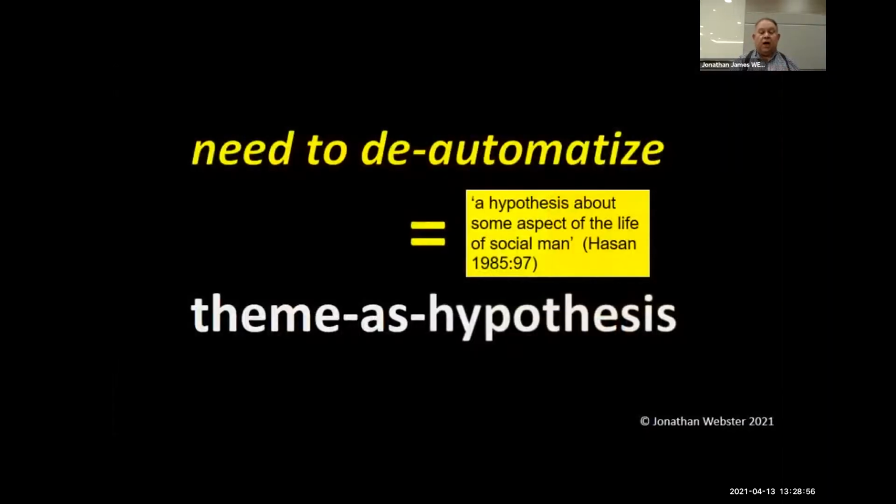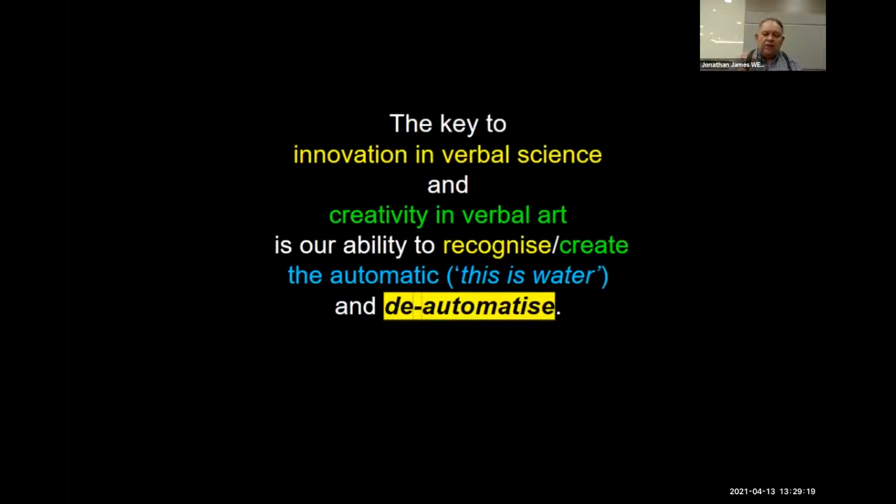And so what he's actually talking about is the need to de-automatize. You've heard me talk about that a lot. De-automatize. The metaphor, the metaphorical. It's key to innovation. It's key to creativity. The key to innovation in verbal science is the ability to have the idea of grammatical metaphor, that when you have a process, it need not be represented as a verb. You can do it as a noun. It is de-automatization. It is a metaphor.